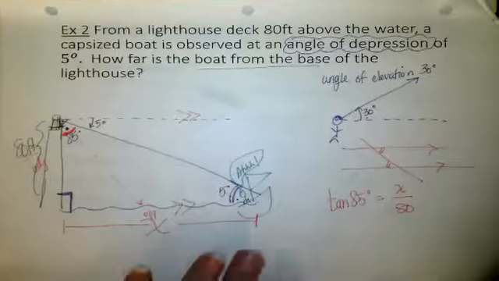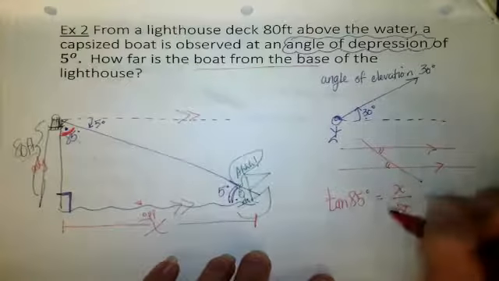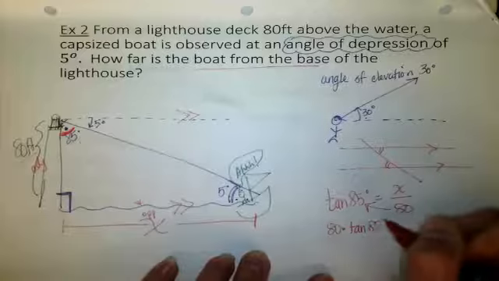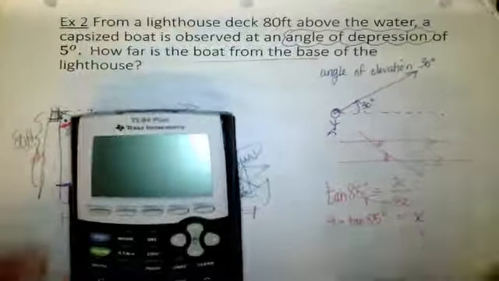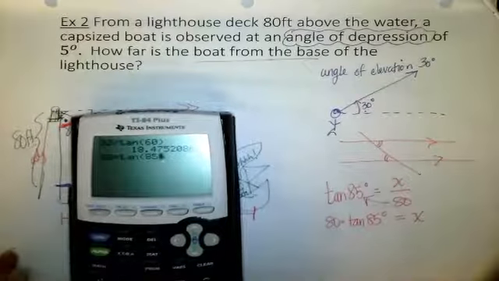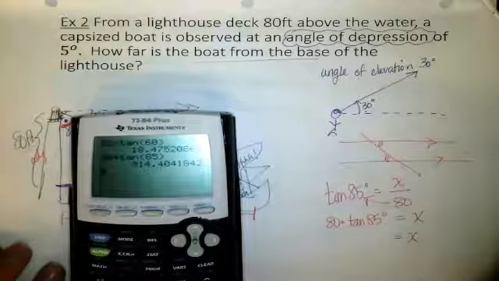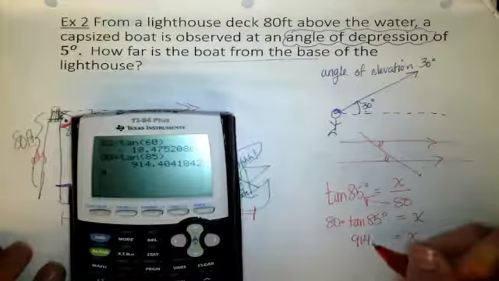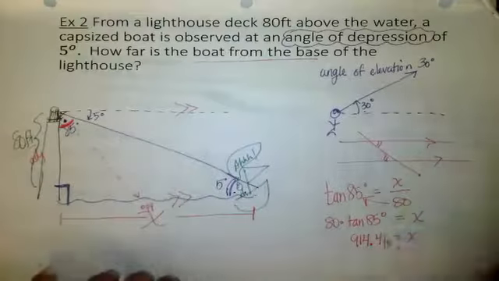Tangent of our 85-degree angle is opposite over adjacent. How do you solve for X? Cross multiply. Multiply by 80. 80 times the tangent of 85 degrees is X. So I'm just going to plug that in. 80 times the tangent of 85. That's big. 914.4 feet away.